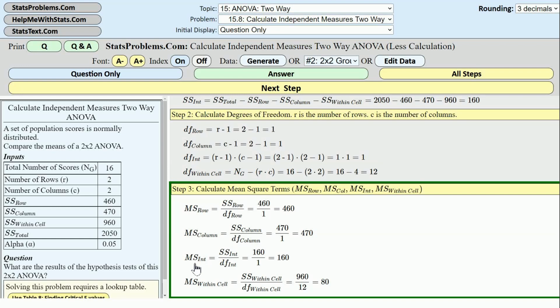The mean square interaction, MS int, is equal to the sum of squares interaction, SS int, divided by the degrees of freedom interaction, df int. In this example, MS int equals 160 divided by 1, which works out to 160. The mean square within cell, MS within cell, is equal to the sum of squares within cell, SS within cell, divided by the degrees of freedom within cell, df within cell. In this example, MS within cell equals 960 divided by 12, which works out to 80.